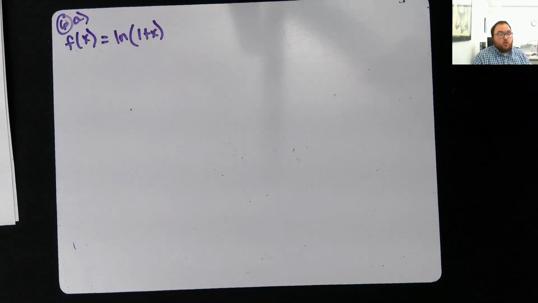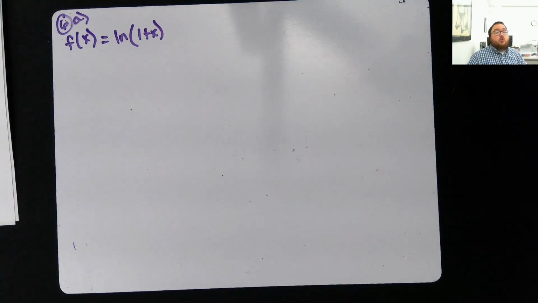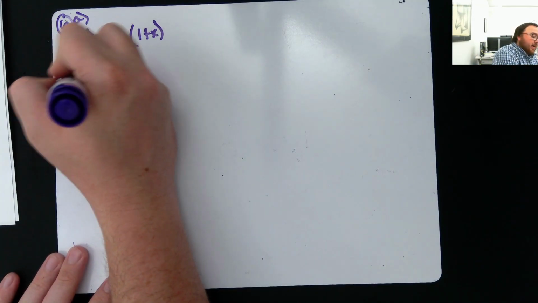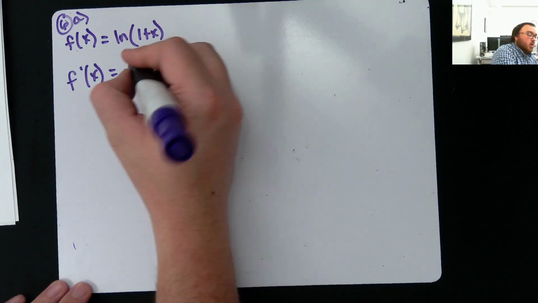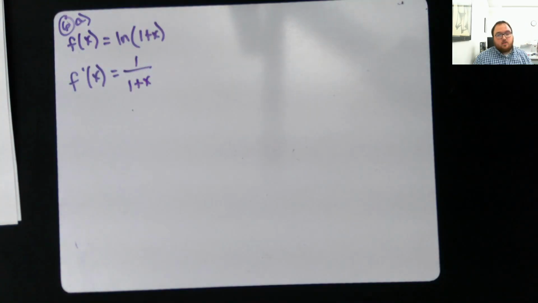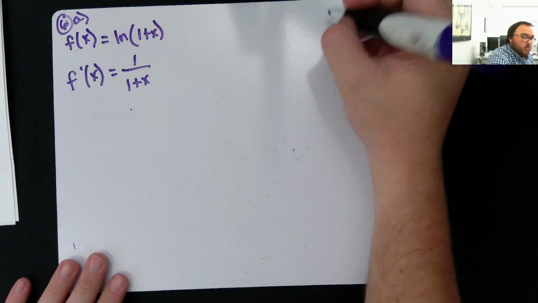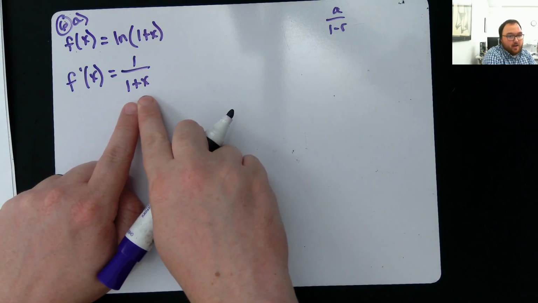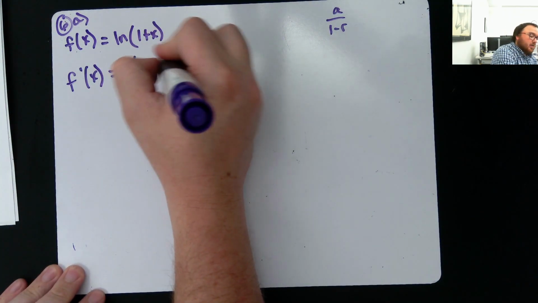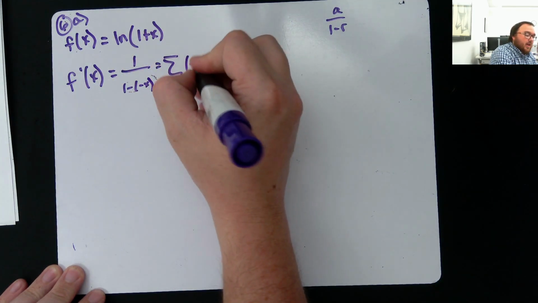Well, remember the derivative of the natural log is 1 over that stuff, right? Which would then put me into the form that I want. So take the derivative of that. The derivative of the natural log of 1 plus x is 1 over 1 plus x. This is in the geometric form, right? Except this would be minus a negative x, so this is the sum, because it's like saying 1 minus negative x, of negative x to the n.